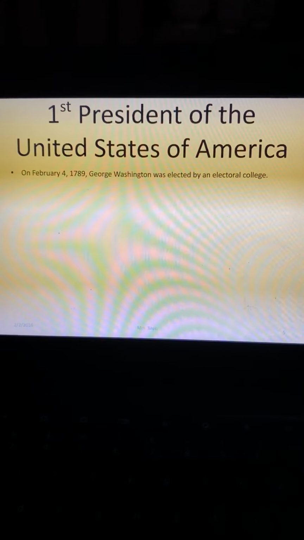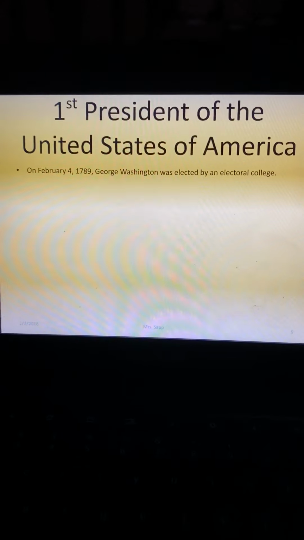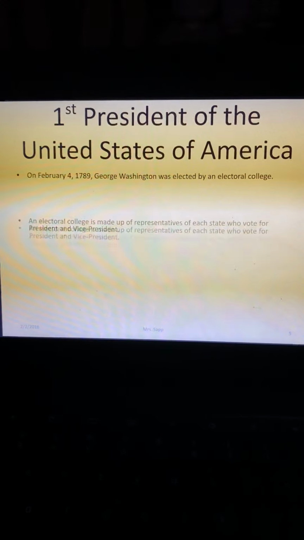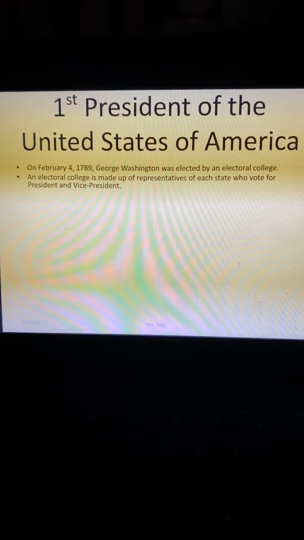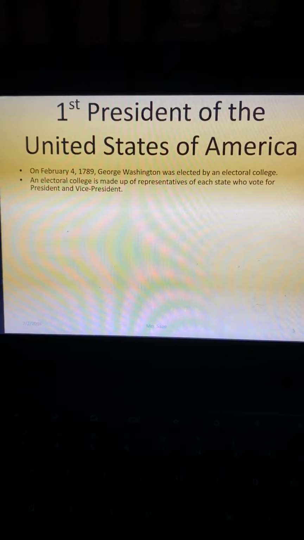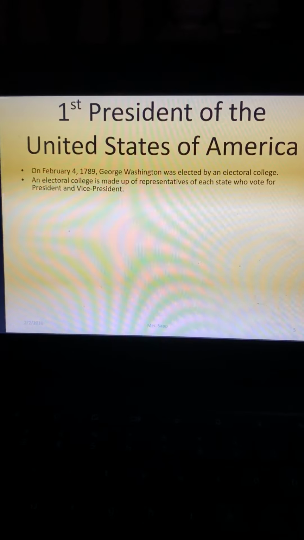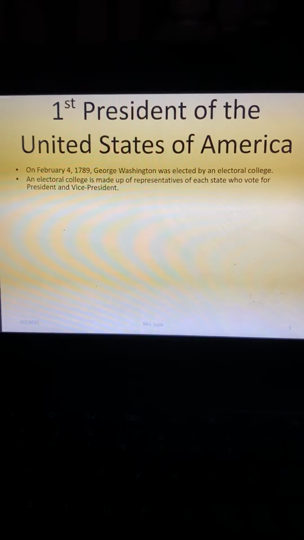So on February 4th, 1789, George Washington is elected by the Electoral College. Those are the people chosen by each state to vote for the president and vice president. And the number of voters is determined by however many senators plus House of Representatives that each state has. And that's how they form the Electoral College.